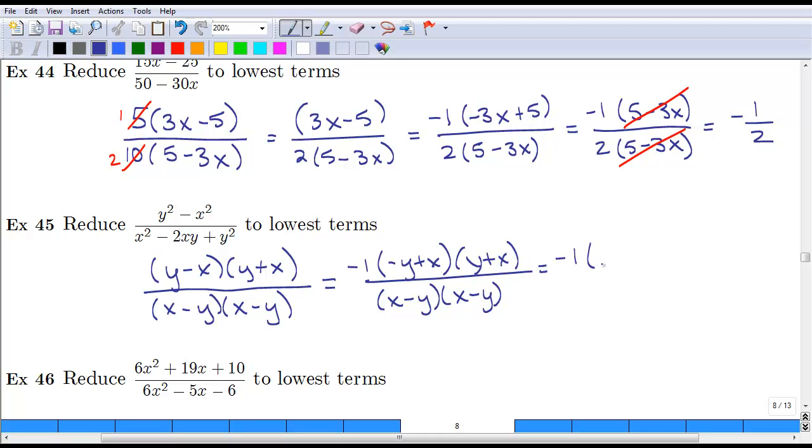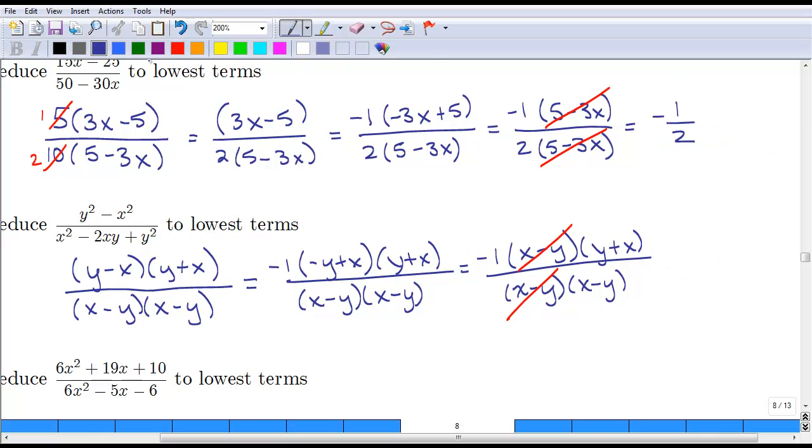Negative 1. Now if we switch the order here to put the positive 1 first, we get x minus y. Still have our y plus x, and we still have our denominator. Now we have like terms. Now we have x minus y, which can divide to be 1. And we are left with our negative 1 up top, our y plus x up top, and our x minus y on the bottom.